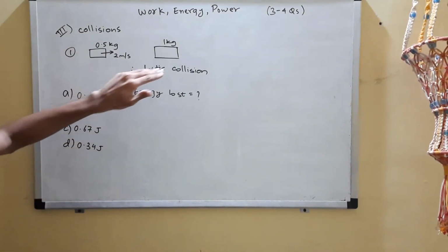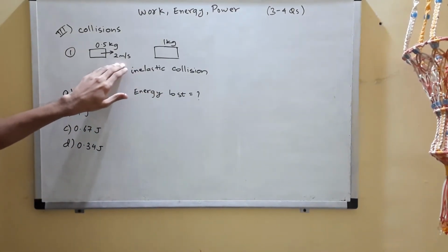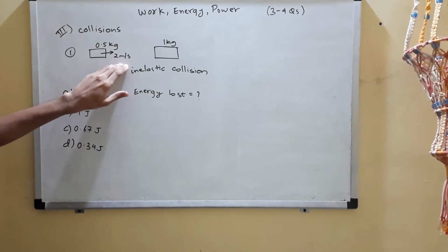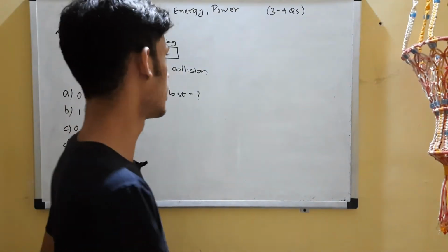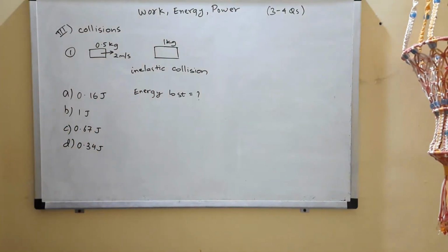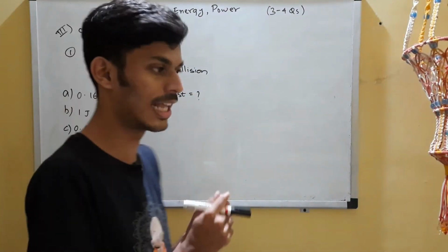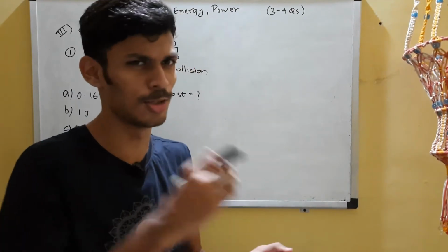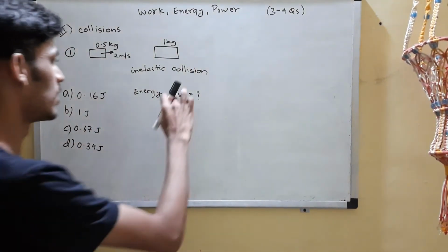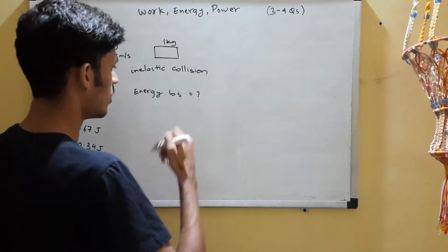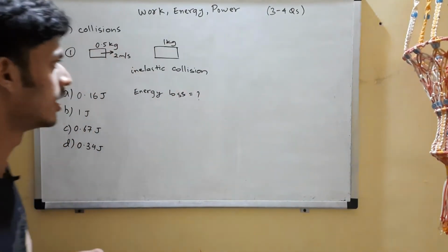So here you have 2 blocks in this question. One is moving with a velocity of 2 meters per second, its mass is given. The other block is initially at rest, its mass is also given. Now they undergo a perfectly inelastic collision. You should know what that means, and you are supposed to find the energy loss in this process.